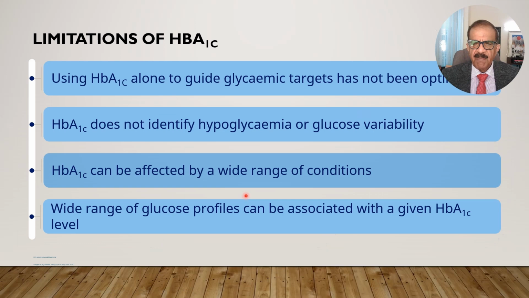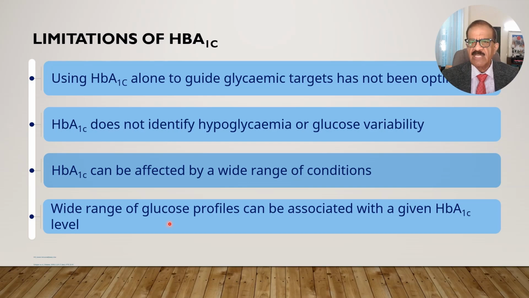But there are some limitations. What are those limitations? Using HbA1c alone to guide glycemic targets has not been optimal. As I said, it doesn't give you that instant value. It doesn't tell you about hypos and hypers. A1c does not identify hypoglycemias or glucose variability. And hemoglobin A1c can be affected by a wide range of conditions. And a wide range of glucose profiles can be associated with the same HbA1c level.